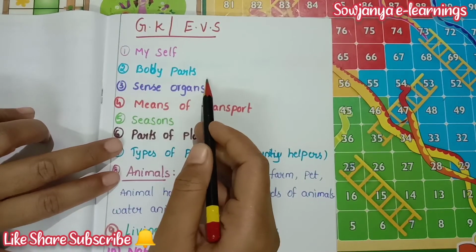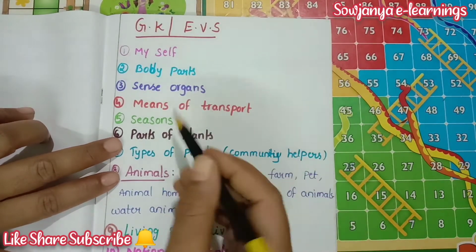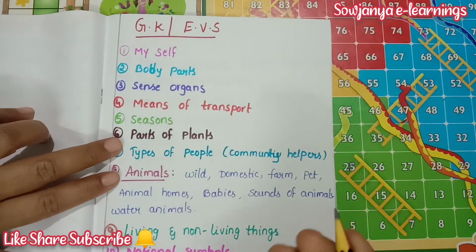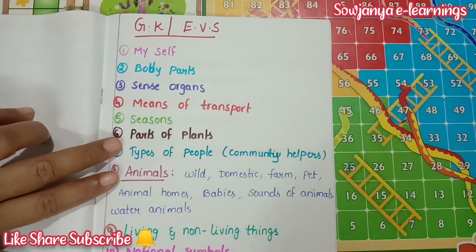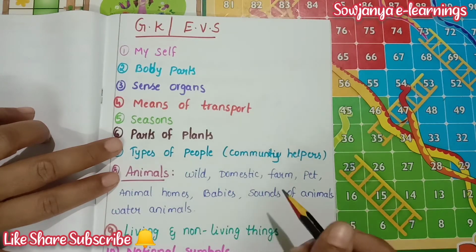Next, body parts. Already they will learn the body parts. Here we have to tell everything with the spellings. Leg, L-E-G, leg; hand, H-A-N-D, hand. With the spellings, we have to teach them.